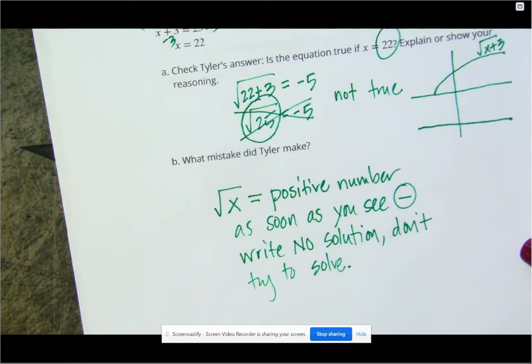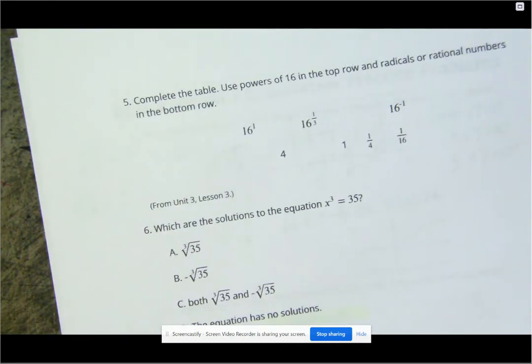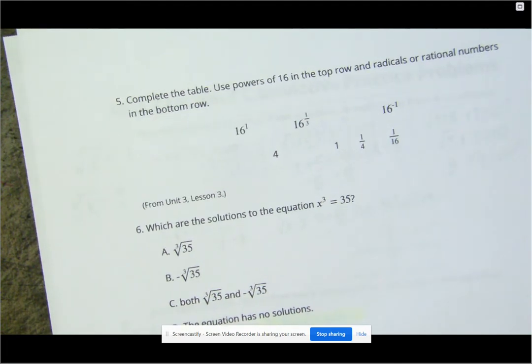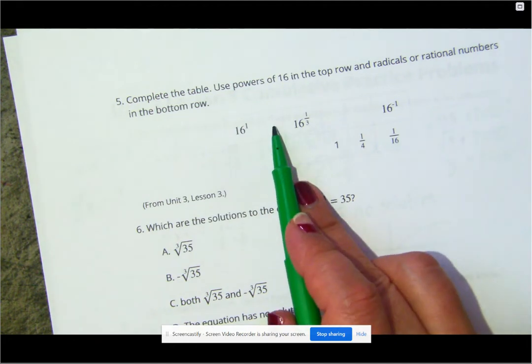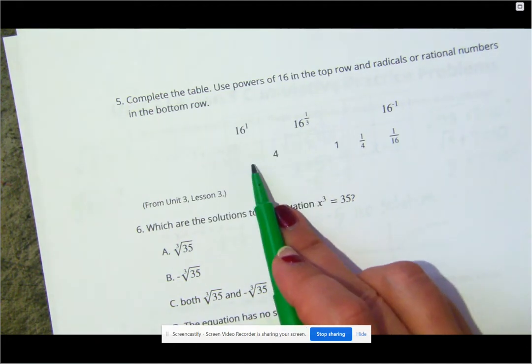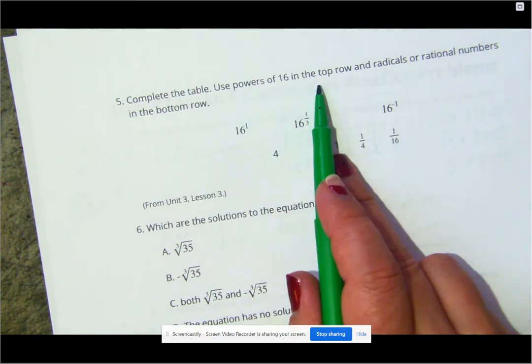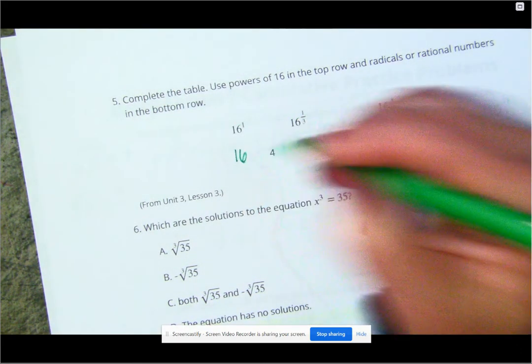All right. I think now we're going to get into some older review. Number 5, we got our powers, our rational exponents. It says complete the table using powers of 16 in the top row and radicals or rational numbers in the bottom. So the top, they want us to write this number as a power of 16, and the bottom, they want us to write it as a radical or rational number. So 16 to the first power is 16.